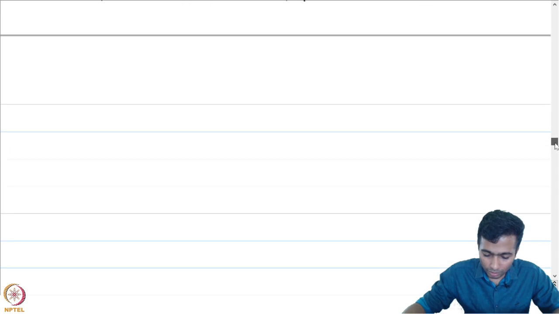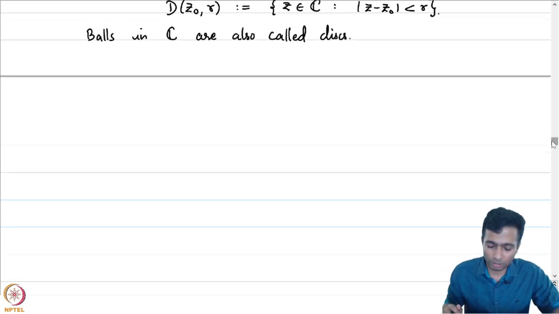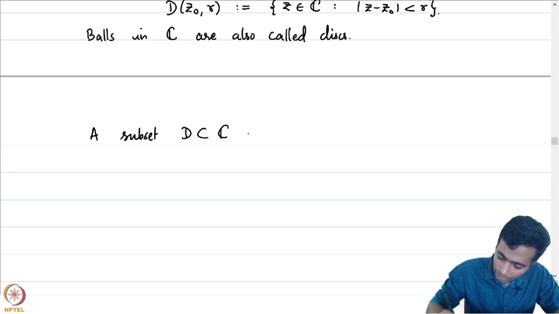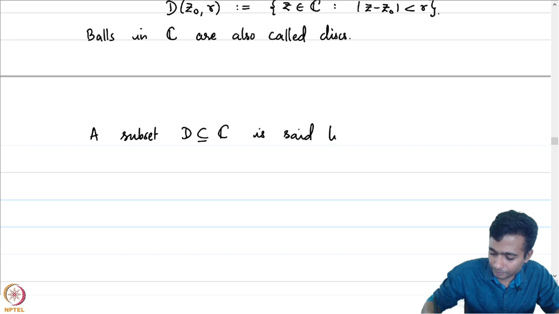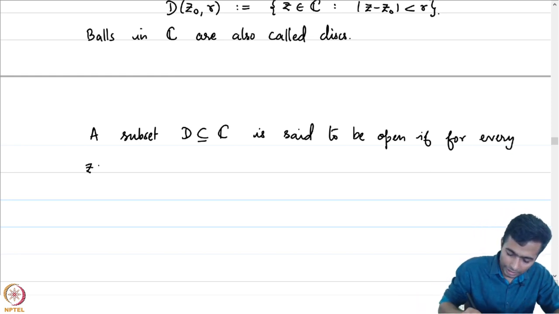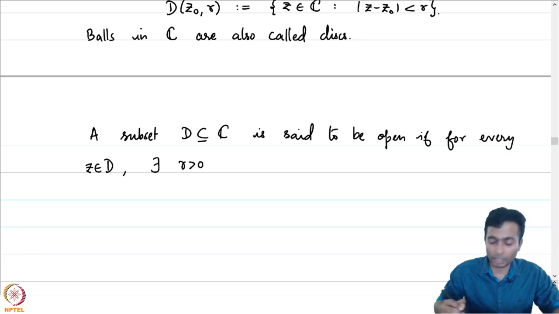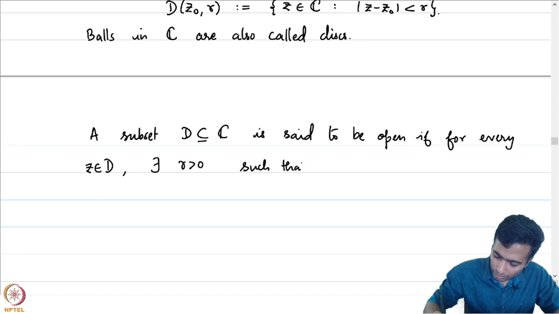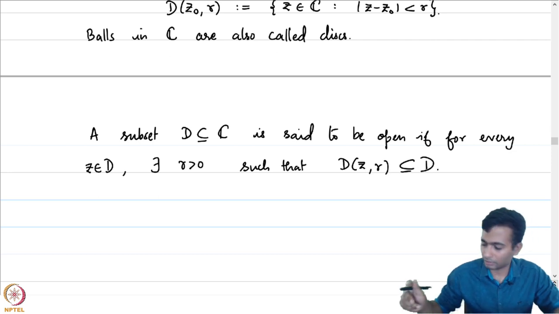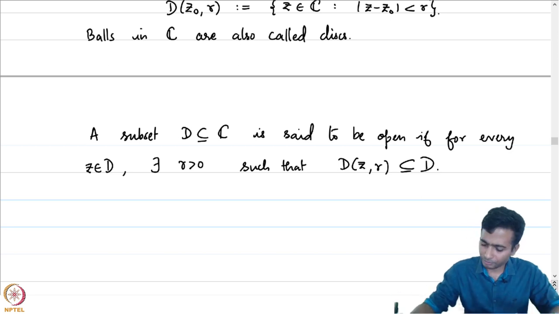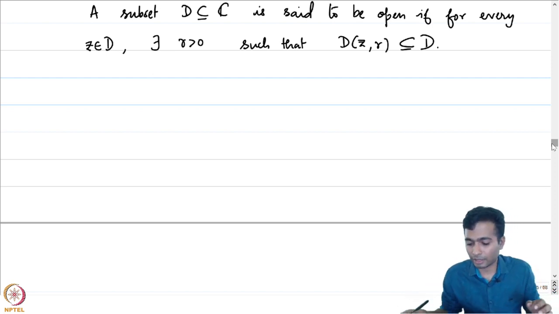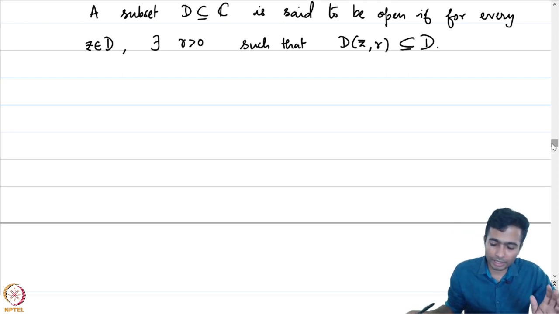Okay, let's now recall the definition of what is the meaning of a set being open in a given topological space. A subset D contained in C is said to be open if for every z in D there exists some positive real number r such that the disk of radius r around z is contained in D. This is another way of saying that z is an interior point. So if every point in D is an interior point, if we can find some disk of radius r around the point z which is sitting inside D, then we say that D is an open set.